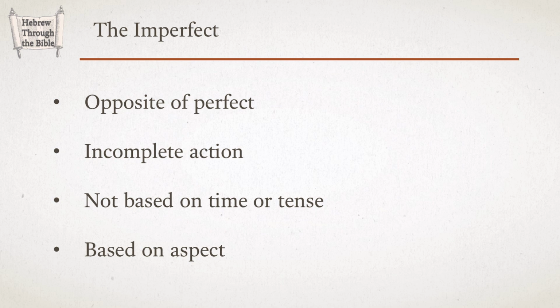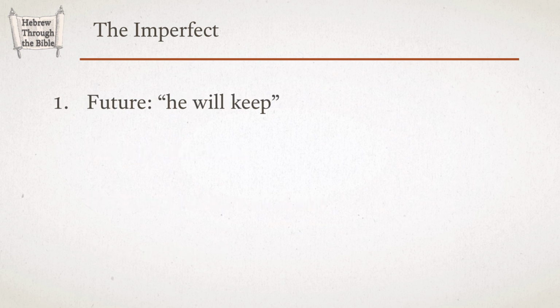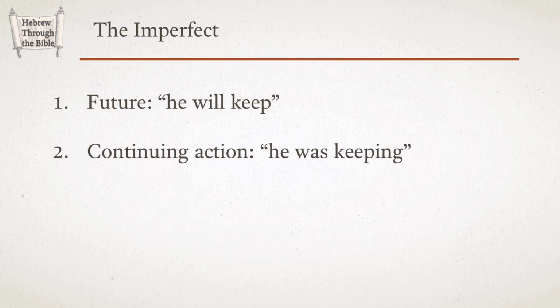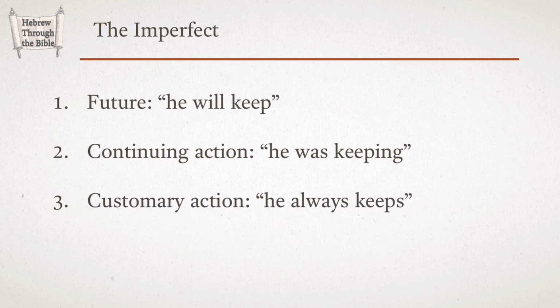This can show itself in translation in various ways. Our book presents 4 possibilities for the imperfect. The imperfect can simply be used for the future. This is the most common use, and the textbook has us learn the forms with the translation, he will keep. However, the imperfect can also show continuing action. And if you have an imperfect in a past time context, for example, it is usually best to translate he was keeping, continuing action. The imperfect can also show customary action if that fits the context. You can translate he always keeps.